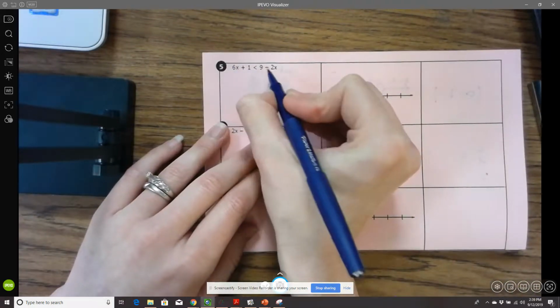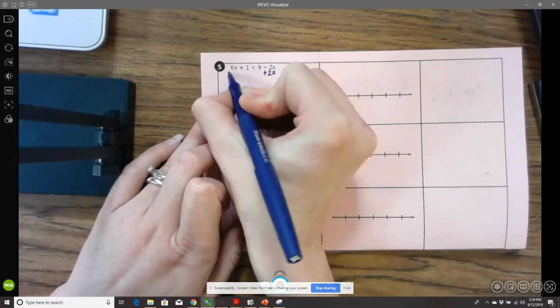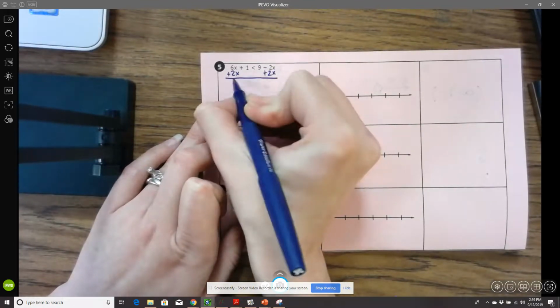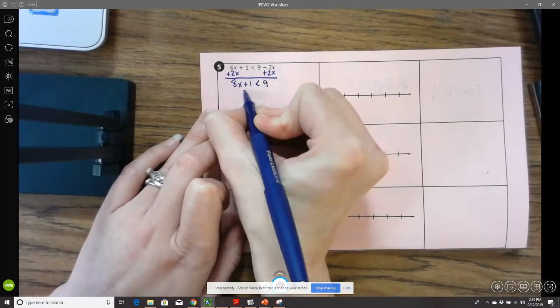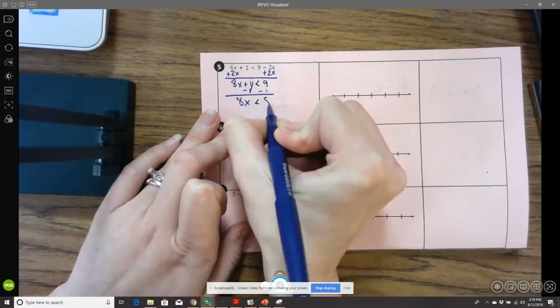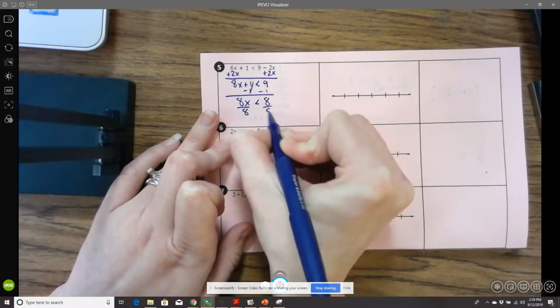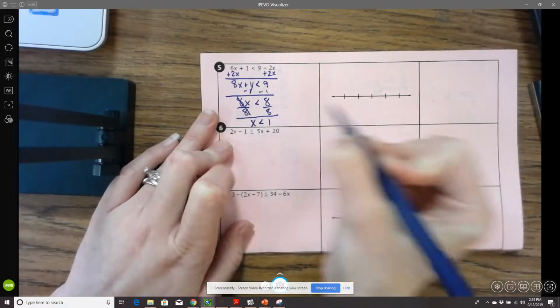Now we've got a variable on both sides. So we're going to move this 2x. We'll get 8x plus 1 is less than 9. I'm going to subtract the 1. And then we're going to divide both sides by 8. So we have x is less than 1.